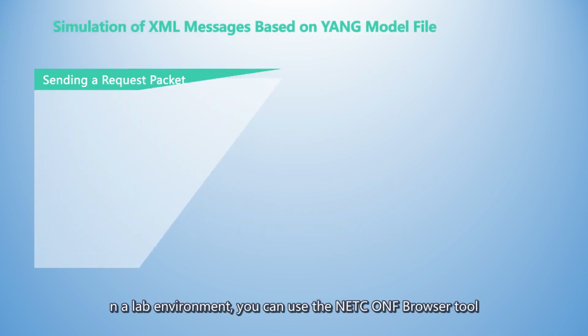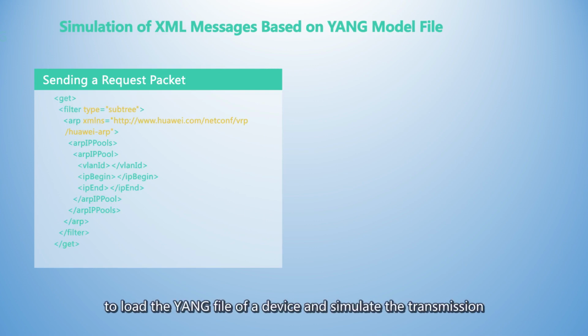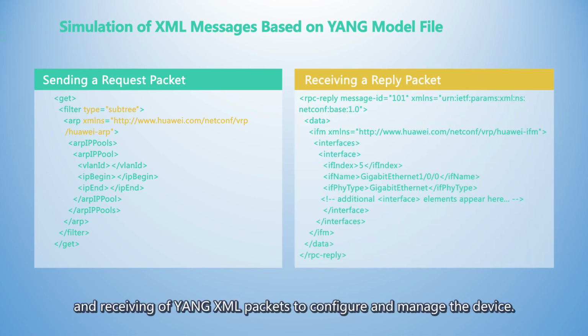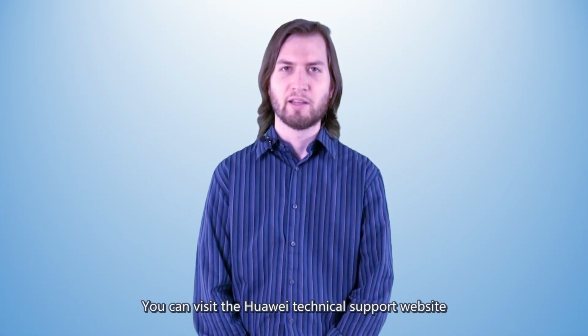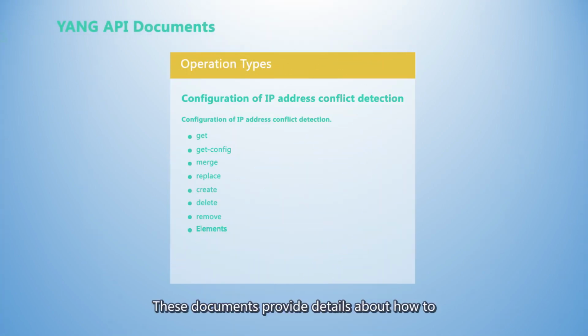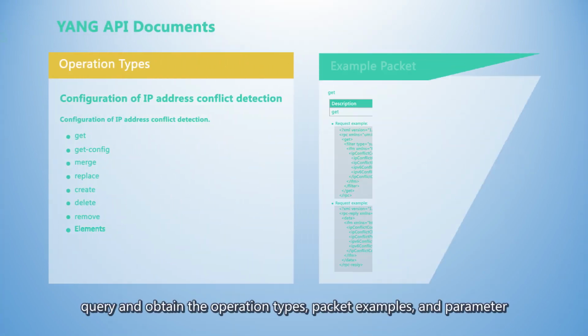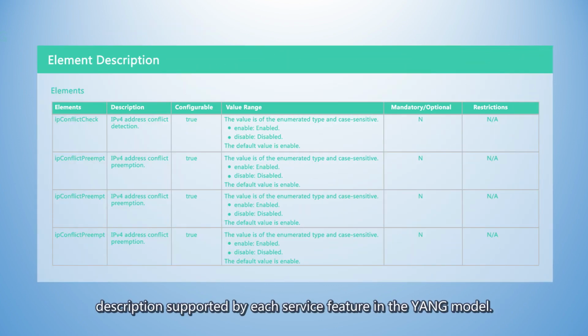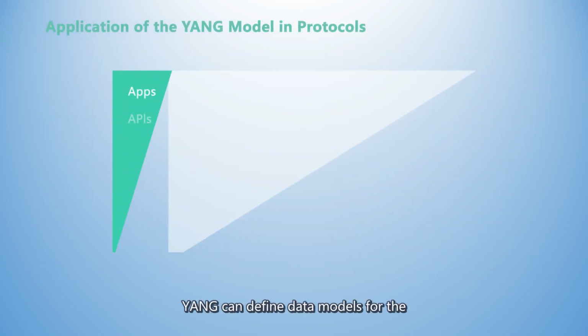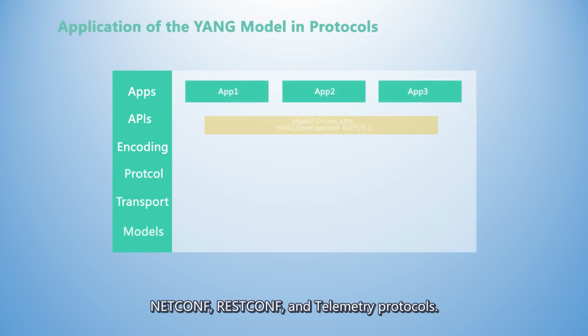In a lab environment, you can use the NETCONF browser tool to load the YANG file of a device and simulate the transmission and receiving of YANG XML packets to configure and manage the device. You can visit the Huawei technical support website to obtain YANG API documents. These documents provide details about how to query and obtain operation types, packet examples, and parameter description supported by each service feature in the YANG model. YANG can define data models for the NETCONF, RESTCONF, and telemetry protocols.